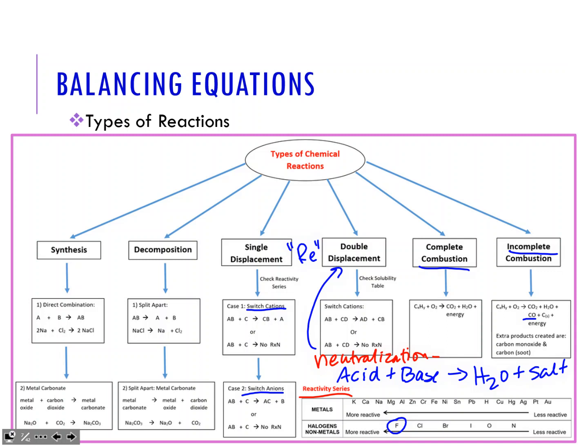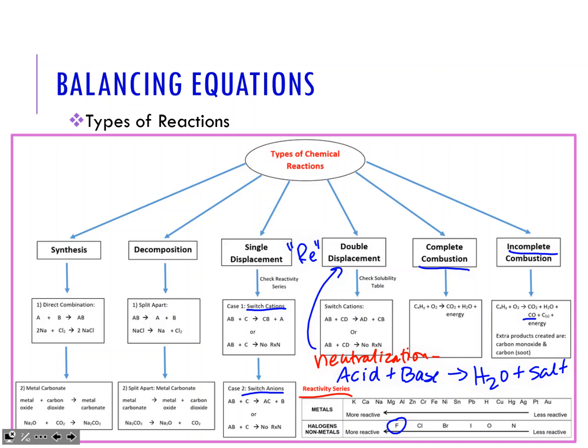Now double displacement, those are all compounds, whereas single is an element plus a compound, giving you an element plus a compound. Double is all compounds. Now, whether or not a double replacement reaction causes a precipitation to occur, that's going to be based off of the solubility rules, which we'll talk about later on in this set of lecture notes. So a couple little things to review there.